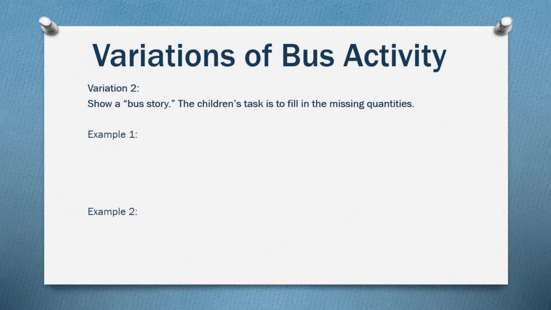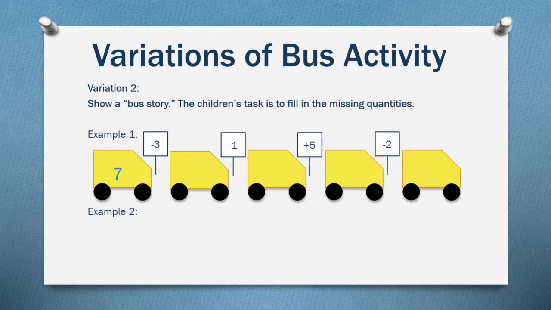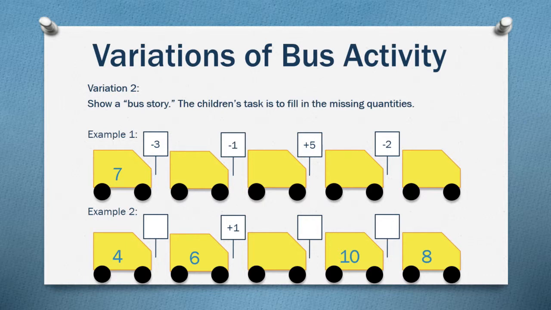There are several other variations of the bus activity. In this variation, the teacher shows the students a bus story with some missing quantities, and the children's task is to figure out the missing quantities. Now, this could be done in a whole class setting, where this is shown on the whiteboard, or if the teacher wants the children to work individually or with a partner, she can have this on a piece of paper that they work on. But the simplest version of this activity is shown as in example 1. The number of people on the bus at the beginning is given, and what happens at each bus stop is given. And so the children's task is to figure out how many people are on the bus after each bus stop. But example 2 is a little more complicated and maybe more interesting.